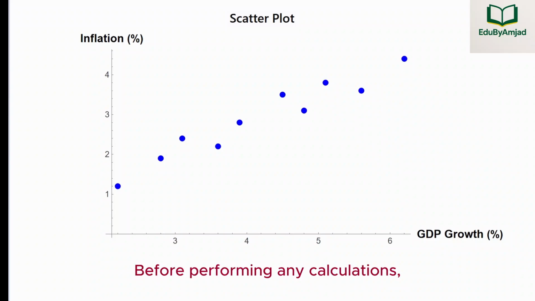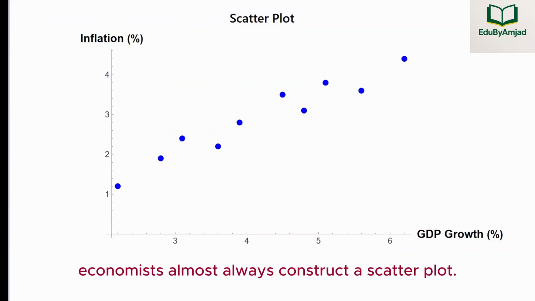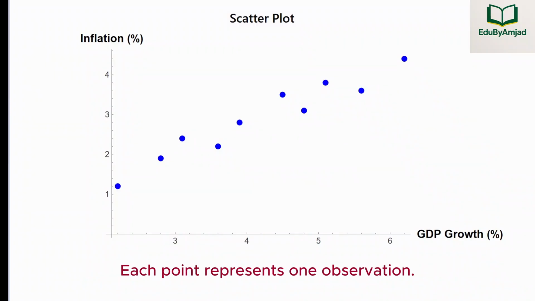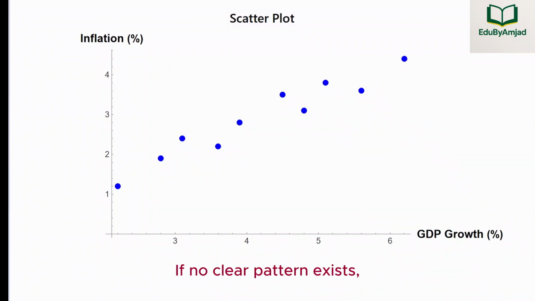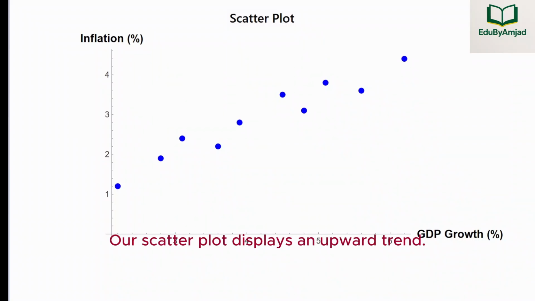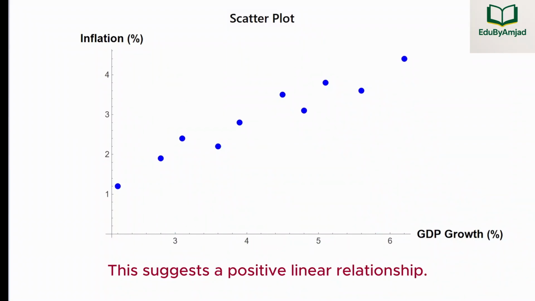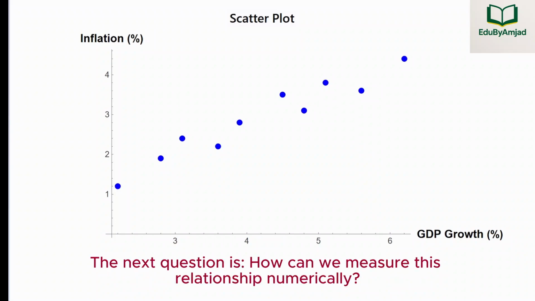Before performing any calculations, economists almost always construct a scatter plot. Each point represents one observation. If the cloud of points slopes upward, the variables tend to move together. If it slopes downward, one variable increases while the other decreases. If no clear pattern exists, there may be little or no linear relationship. Our scatter plot displays an upward trend. This suggests a positive linear relationship. The next question is: how can we measure this relationship numerically?